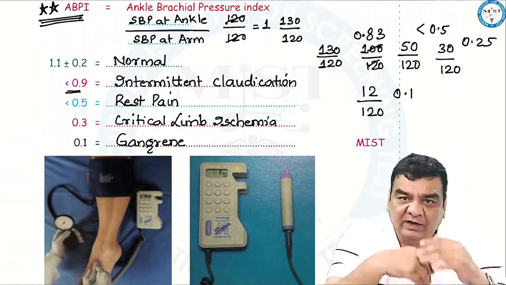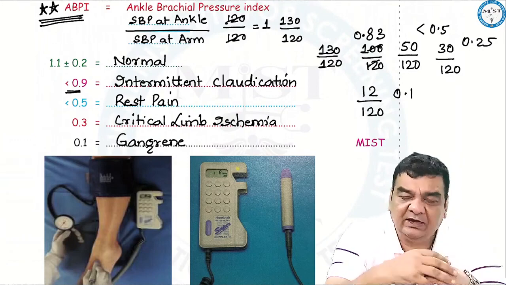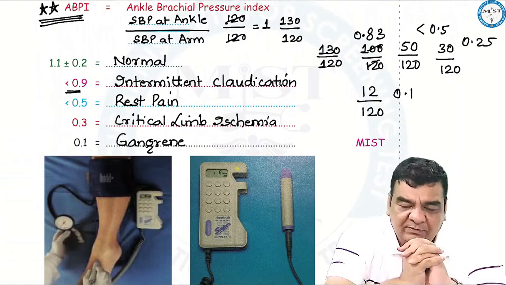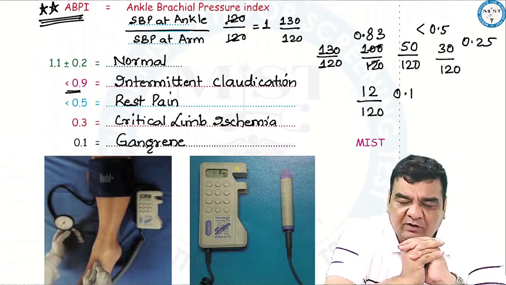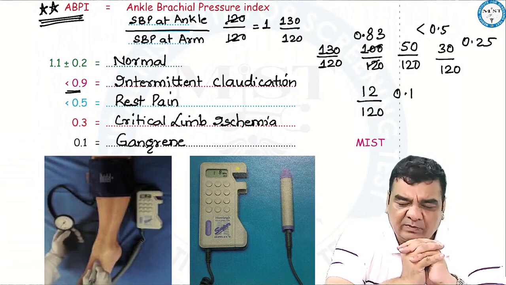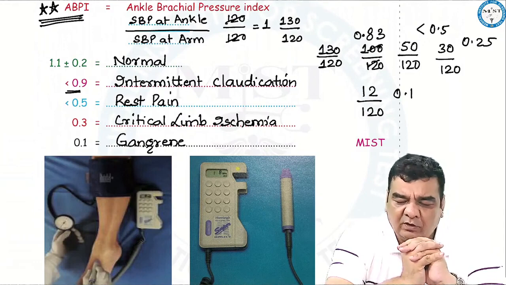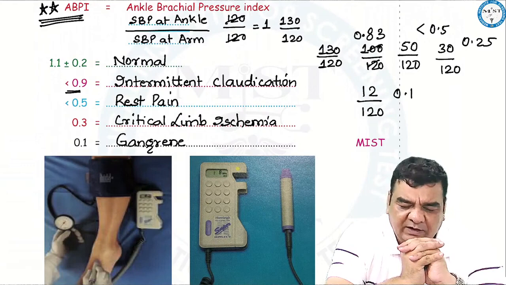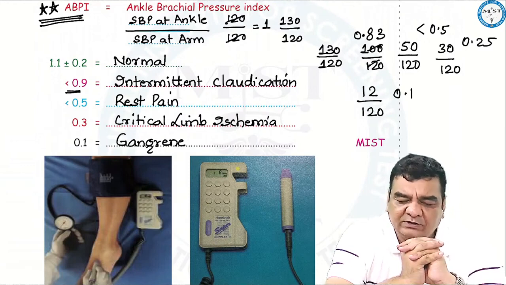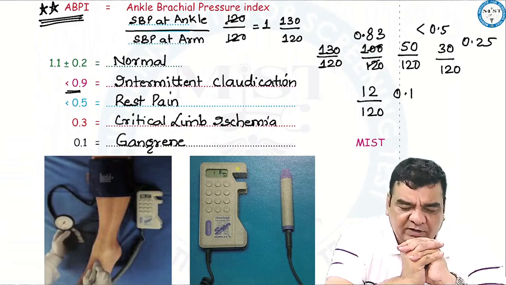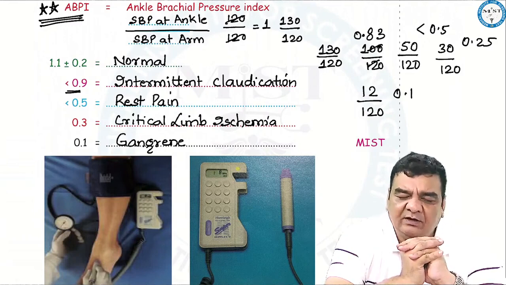Right? So let us memorize this once, beta. Let us learn this ABPI. What is ABPI? This is a ratio of systolic pressure at the ankle to systolic pressure at the arm. 1.1 plus minus 0.2 is normal. Less than 0.9, intermittent claudication. Less than 0.5, rest pain. 0.3, critical limb ischemia. 0.1, gangrene.